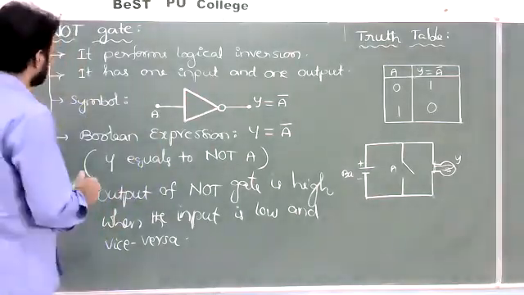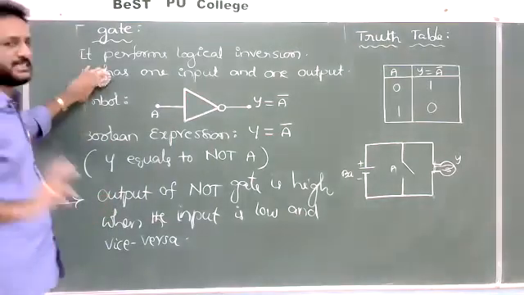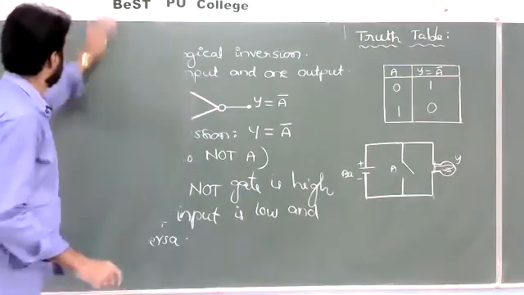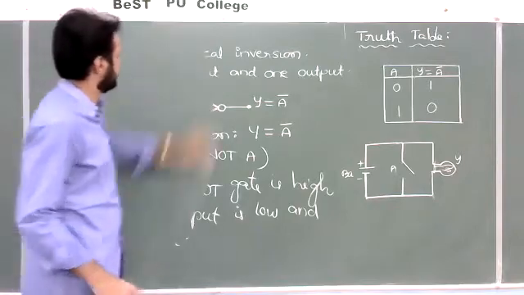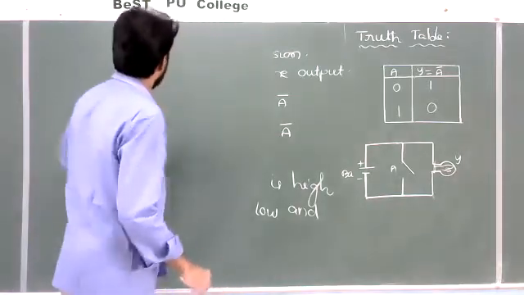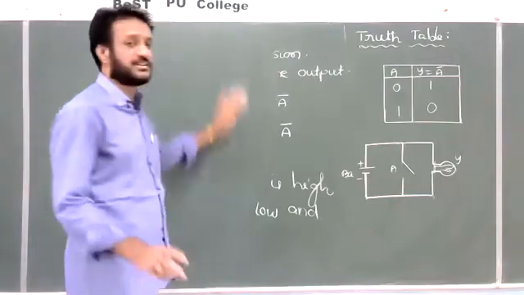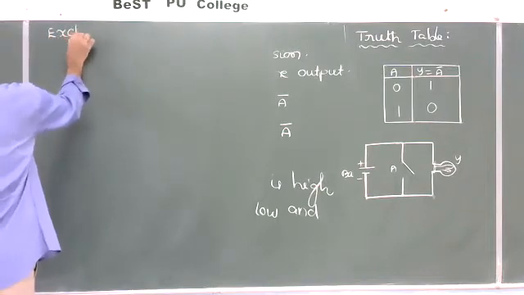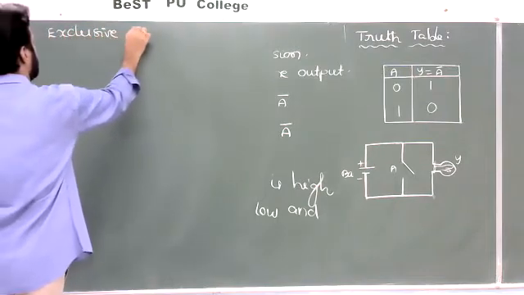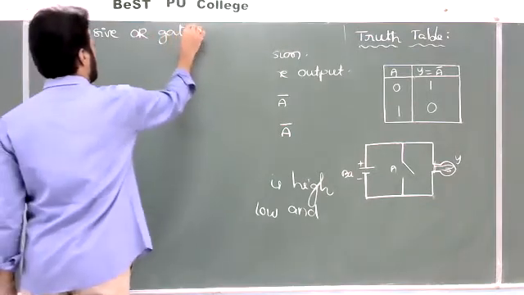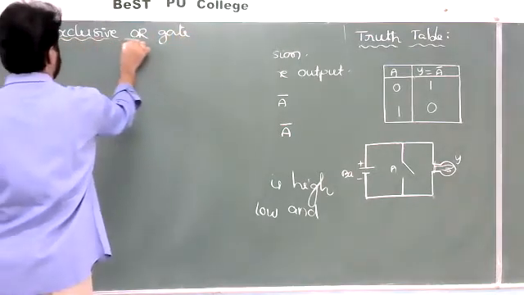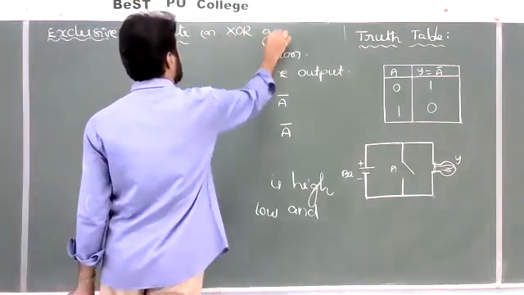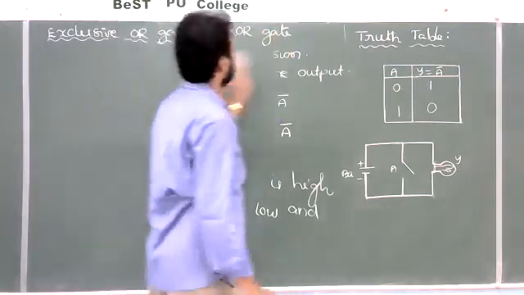Correct. I'll give one more logic gate. It is not a basic logic gate. Exclusive OR gate. It is not called a basic logic gate. Exclusive OR gate is also called simply XOR gate.